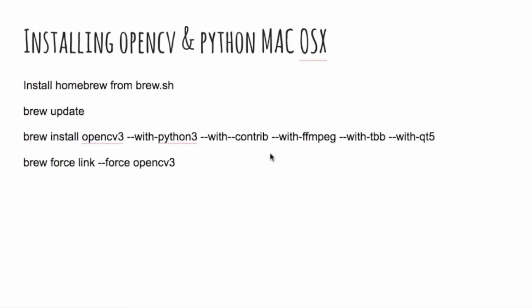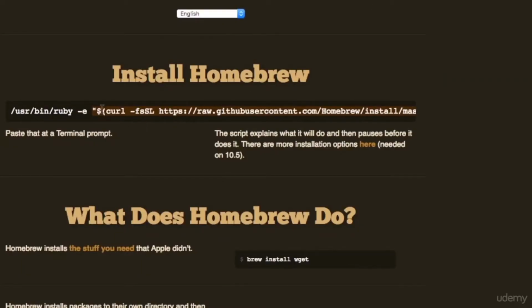In this video, we're going to install Python 3 and OpenCV 3 on Mac OS X. Firstly, we're going to install the Homebrew package manager from brew.sh. The site should look like this. Go ahead and copy this link into your terminal and press enter.